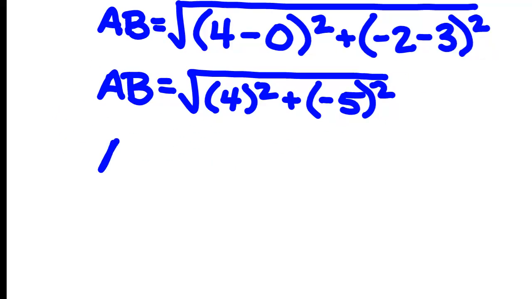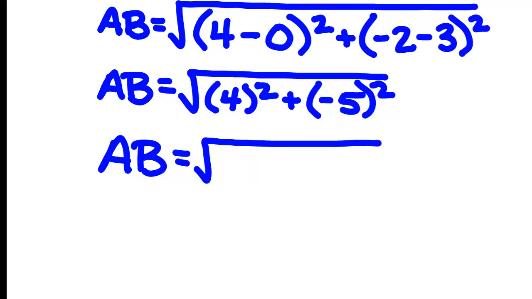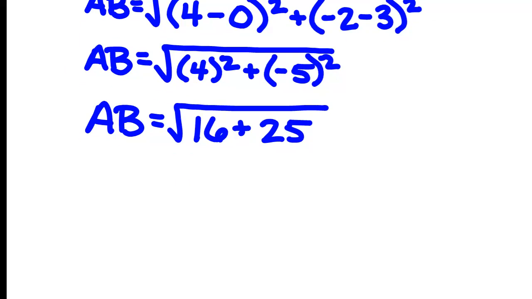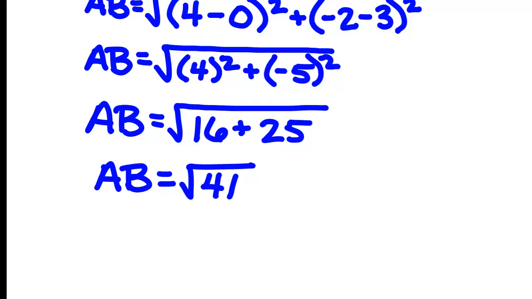What is 4 squared? 16. And be careful here. What happens when you square a negative number? It becomes positive. What is negative 5 squared? 25. So I have 16 plus 25. What is 16 plus 25? 41. Is the square root of 41 equal to 8?